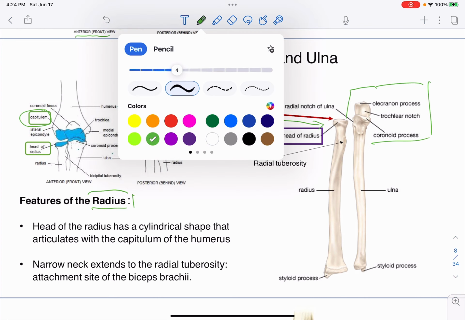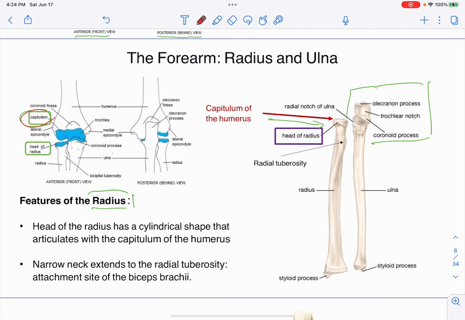I guess it doesn't help that I'm using the same color. So the capitulum of the humerus is what is going to articulate with the head of the radius. Take some time to make sure that you understand how this joint is coming together, what parts of the humerus are articulating with the ulna, and which parts of the humerus are articulating with the radius.